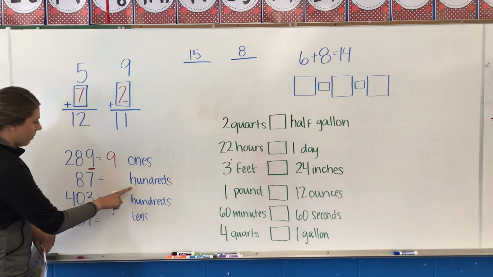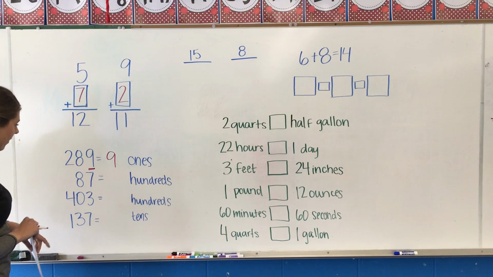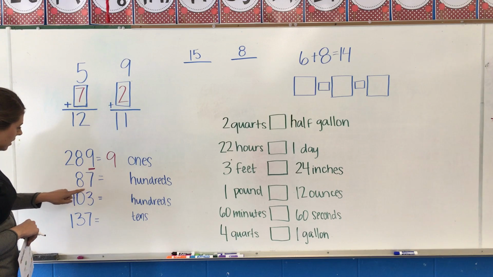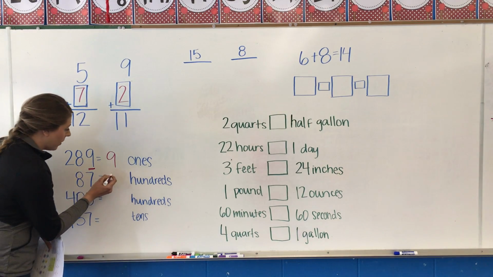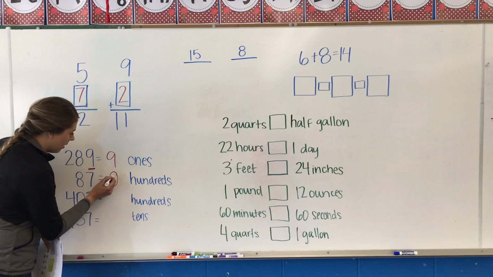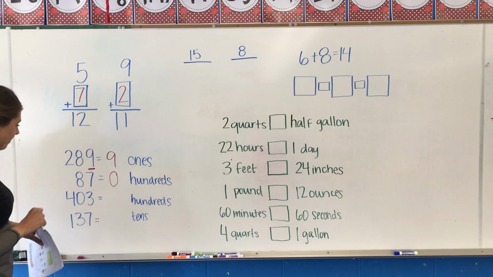And in 87, we want to know how many hundreds are in 87. Well, we have our ones place, our tens place, and we don't have anything in our hundreds place. So we have 0 hundreds in 87.